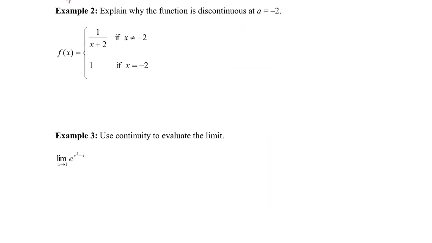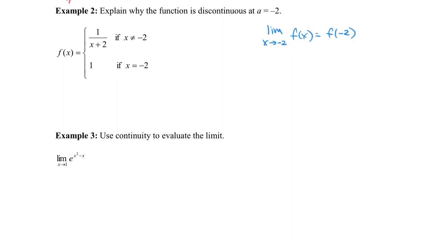All right, let's take a look at another example here. Example 2 says, explain why the function is discontinuous at a equals -2. You can see we've got a piecewise defined function. This function f of x is defined to be 1 over x plus 2 if x is not equal to -2. Now if you plug in -2 here, it will be undefined. So we also define this to be 1 if x equals -2.